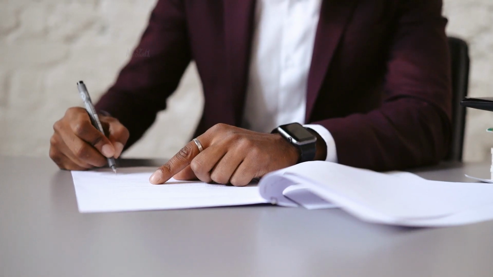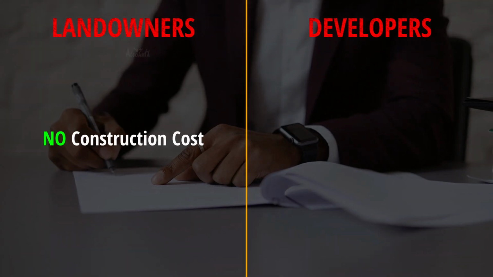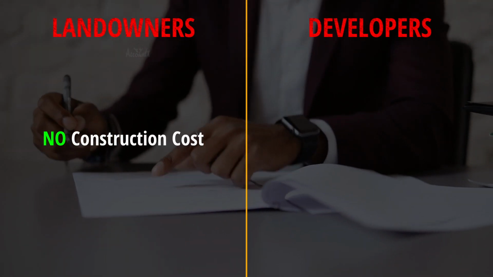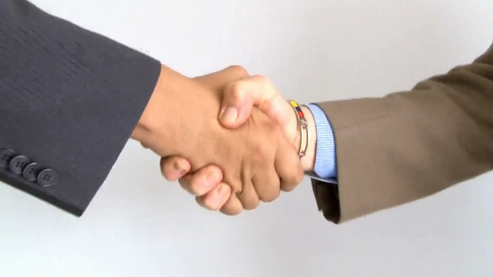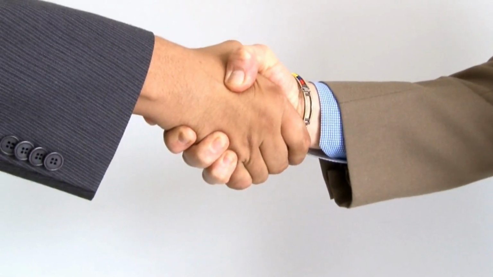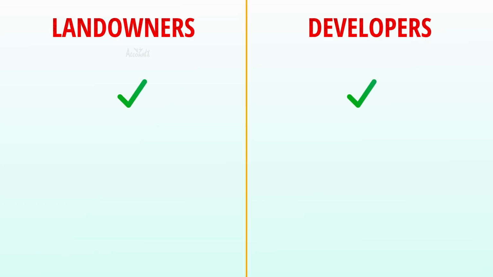By signing a JDA, the landowner can save on cost of construction and the developer can avoid upfront land purchase cost. It's basically a collaborative model designed to benefit both the landowner and the developer.